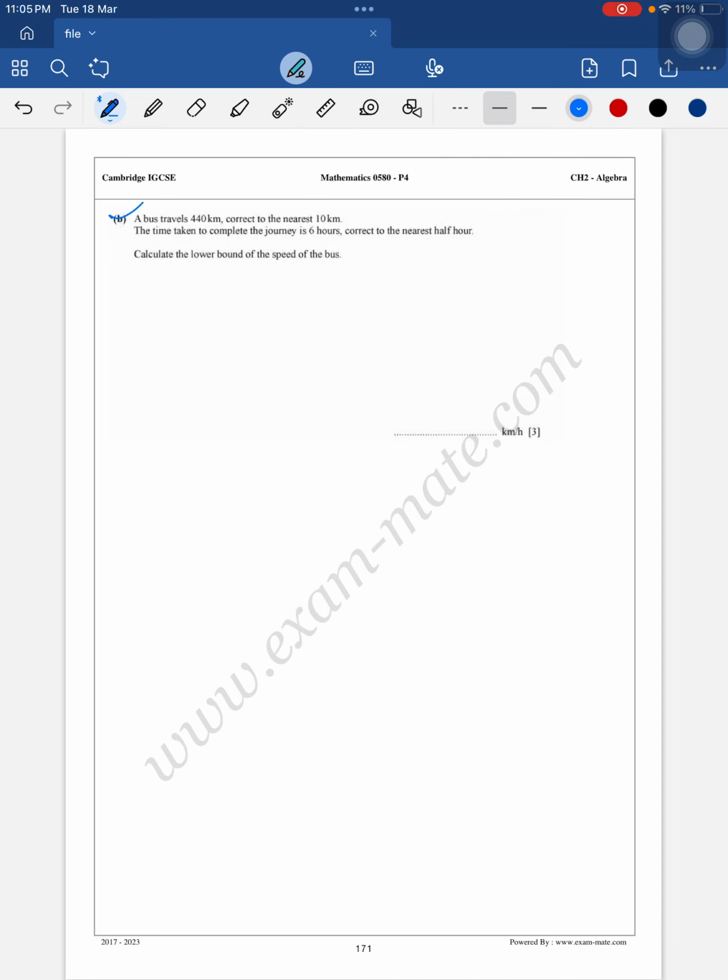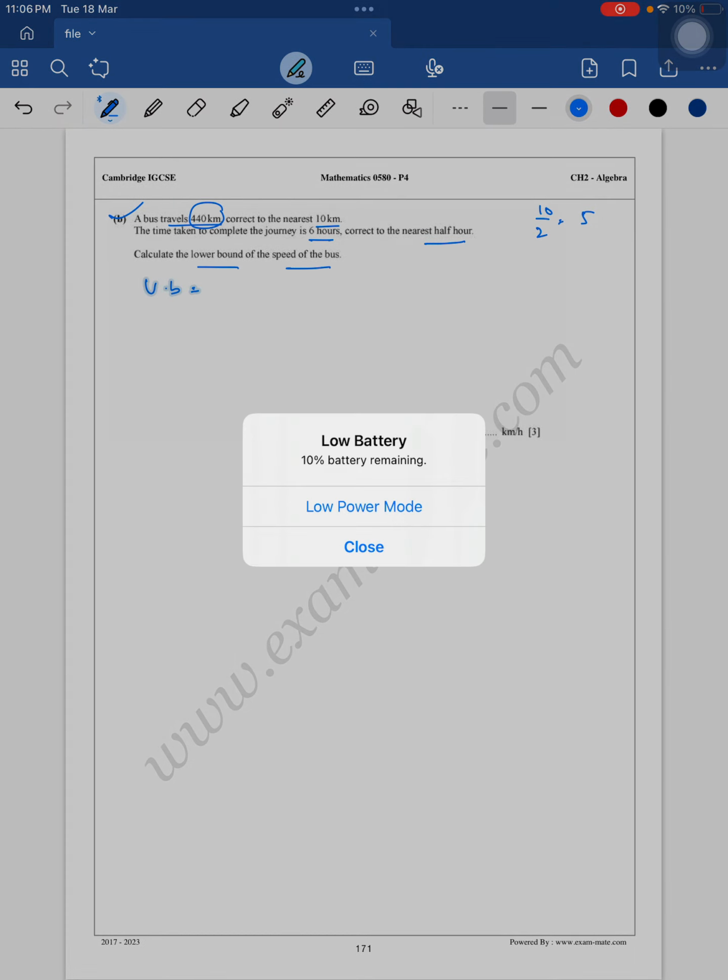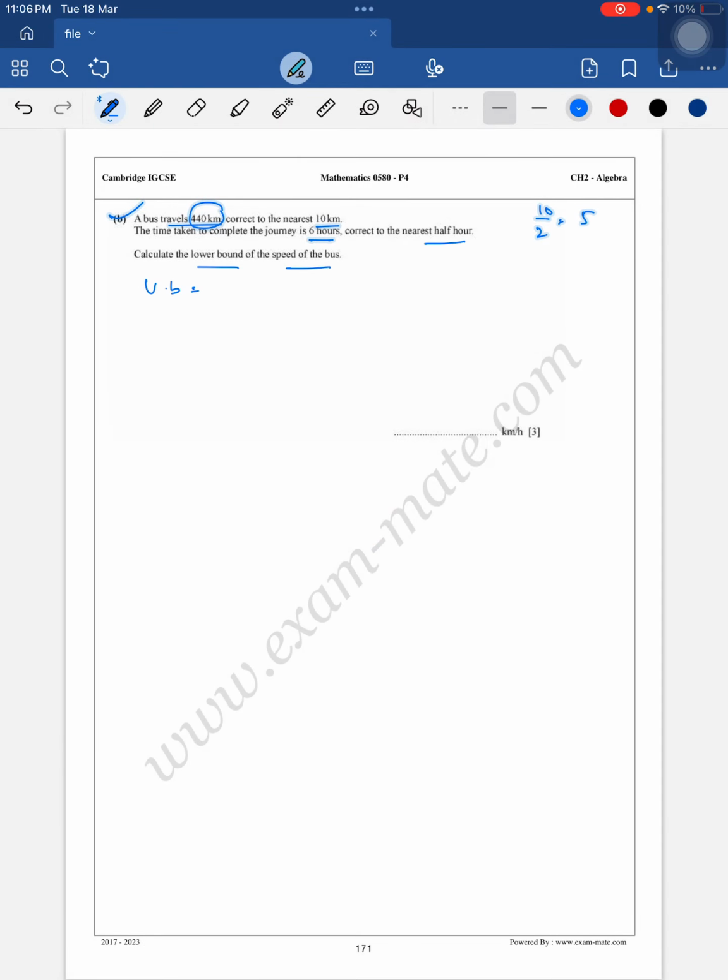Part B, a bus travels 440 kilometers, correct to the nearest 10 kilometer. And the time taken to complete the journey is 6 hours, correct to the nearest half hour. Calculate the lower bound of the speed of the bus. So upper bound for the distance, that is 440 kilometers, nearest 10 kilometer, 10 divided by 2 will be 5. So upper bound will be 440 plus 5, so 445, and lower bound will be 435, right?